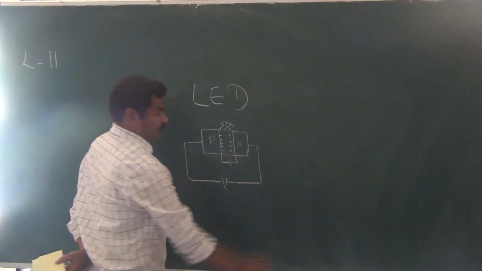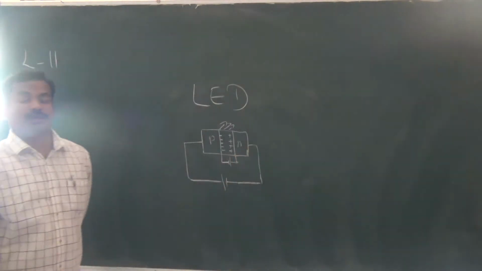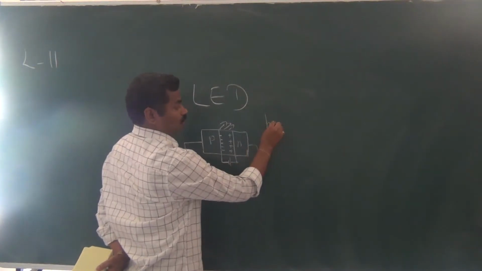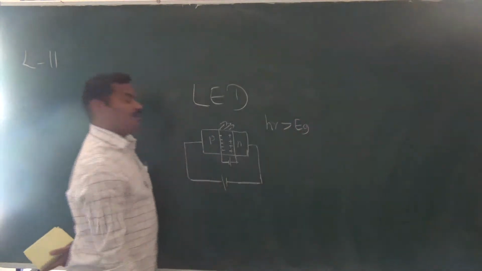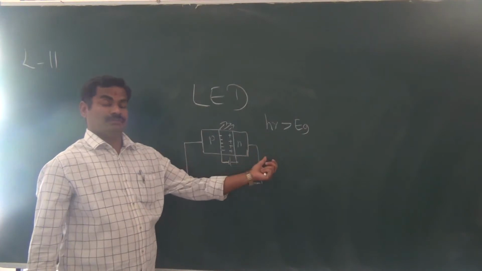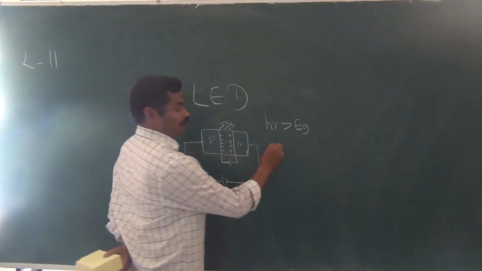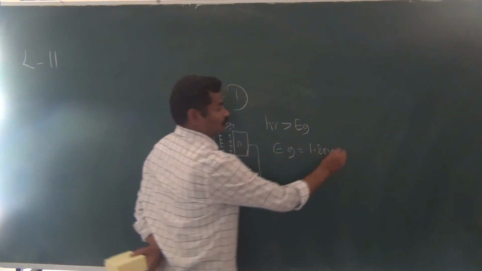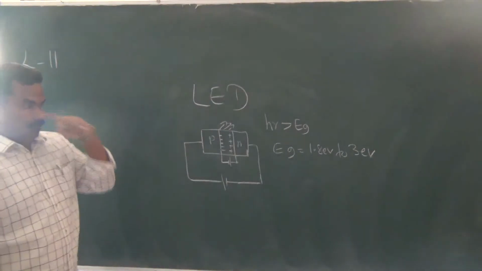Important thing, here you are not using silicon or germanium, the common materials, because we want the photon energy hν to be more than the energy gap, since you are producing light. When it emits light, the energy gap should be in the range of 1.8 electron volt to 3 electron volt. It means you are not using common silicon or germanium.